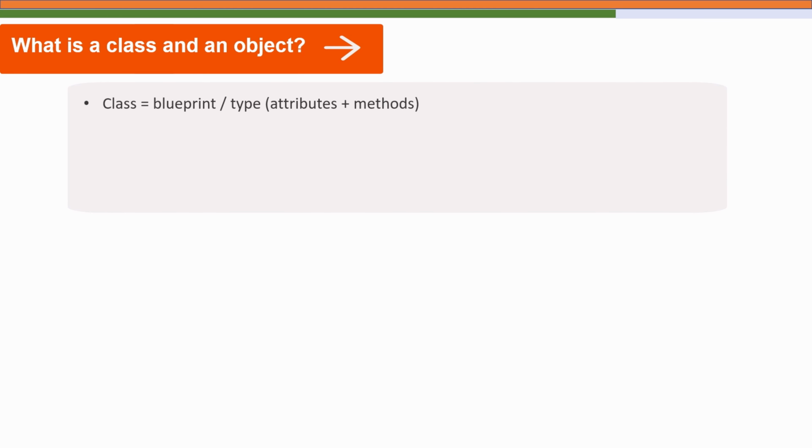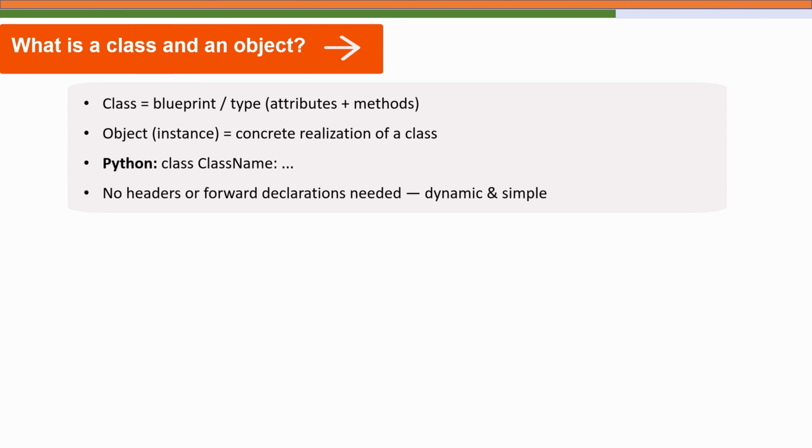So let's quickly recall what a class is. A class is simply a blueprint. It describes what data an object will hold and what operations it can do. An object, or an instance, is basically a concrete variable that follows that blueprint. In Python, class definitions are very lightweight. You define them with the class keyword and add attributes and methods inside. No need for header files, and access specifiers are by convention. We will see how. And objects are created at runtime.